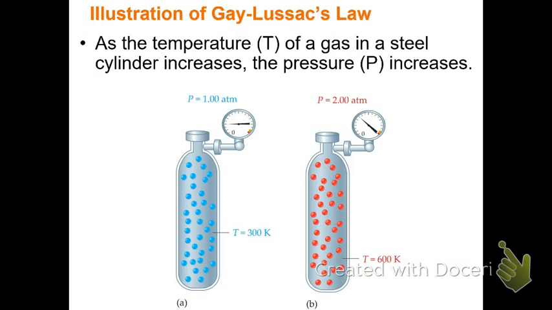All right, this illustrates Gay-Lussac's law. So if you were to increase the temperature in this gas cylinder from 300 kelvins to 600 kelvins, then you would expect the pressure to rise as well, to double. So you double the temperature, you would also double the pressure.